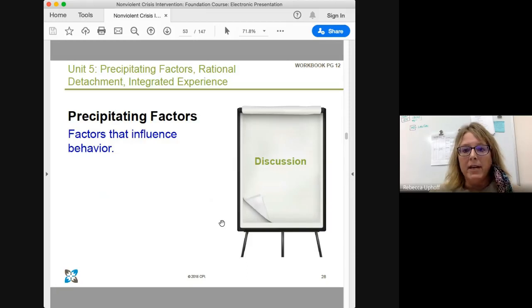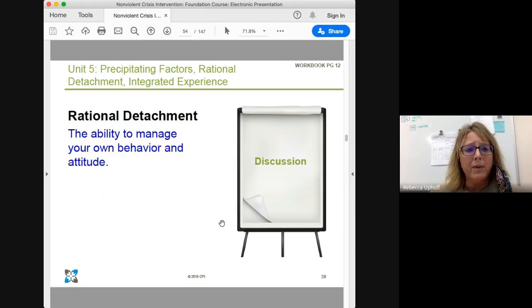And understanding why it's critical to remain consistent and calm during a crisis also gives you that ability to use that thinking brain rather than that emotional brain during these moments of crisis. So again, those precipitating factors, factors that influence behavior. And then there's some examples, and you can think of some other examples on your own, knowing the students that you work with. So moving into that rational detachment, it's that ability to manage your own behavior and the attitude.